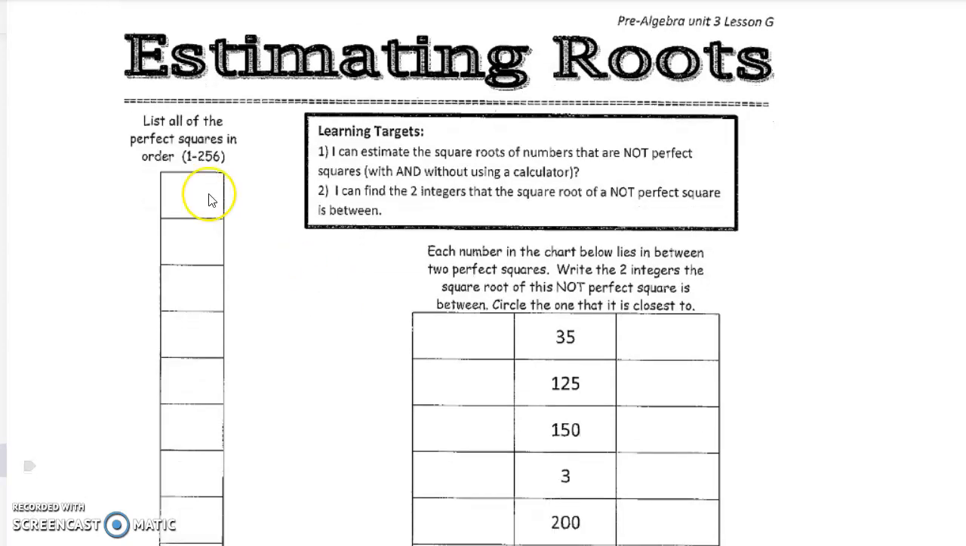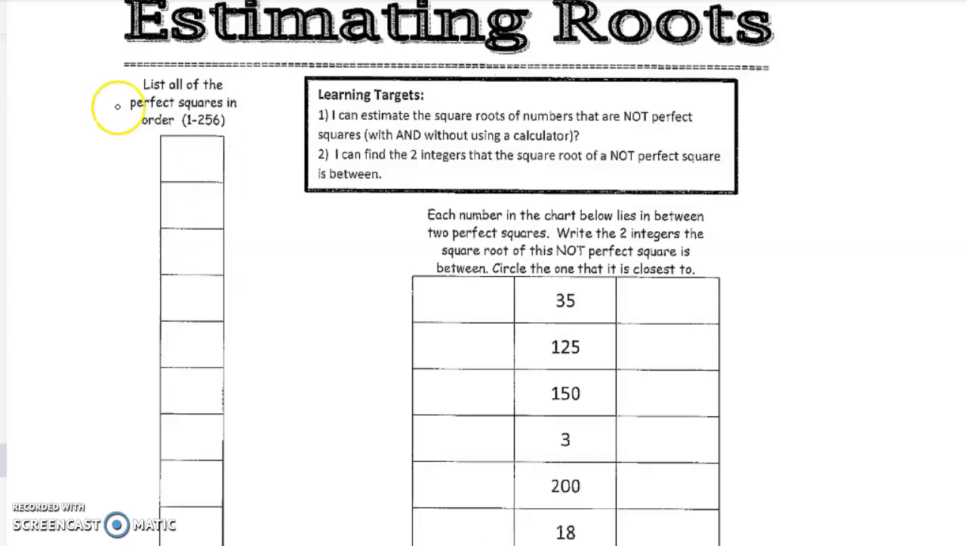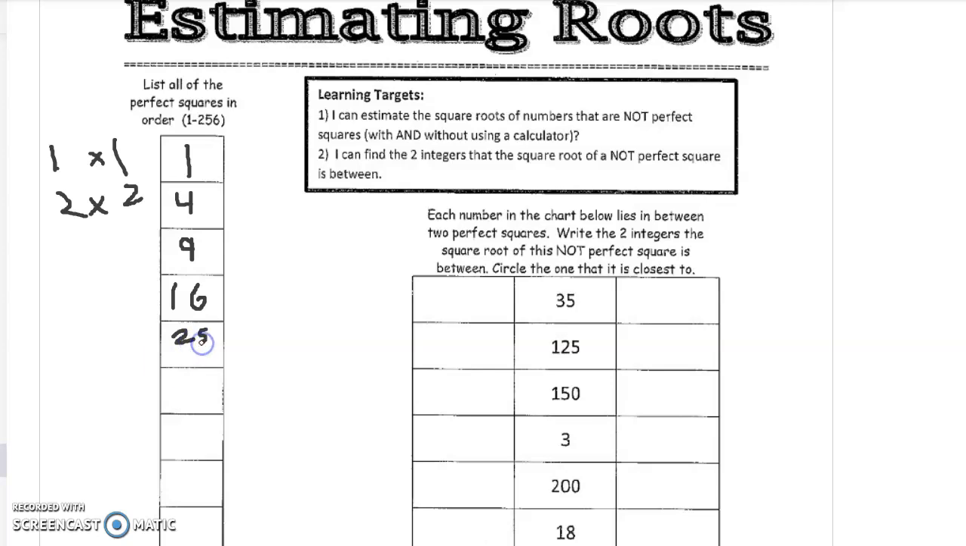First of all, let's start off by listing all of the perfect squares in order. Number one, the first perfect square, 1 times 1, is just 1. The next one up is 2 times 2, so that is 4, and hope you guys can see the pattern. Next one is 9 for 3 times 3. 4 times 4 is 16. 5 times 5 is 25. And so forth and so on.